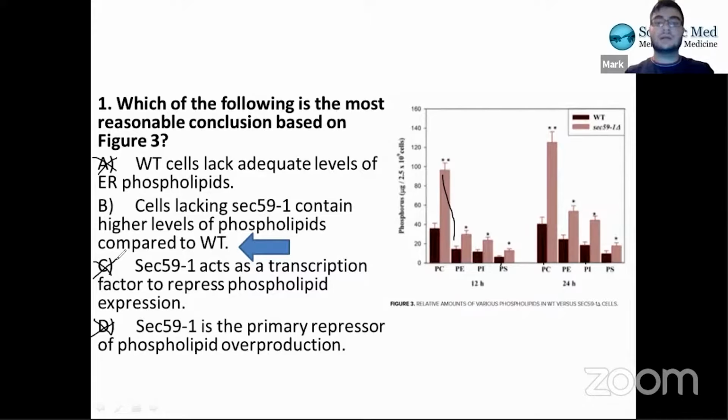Whereas B, cells lacking Sec59-1 contain higher levels of phospholipids compared to wild type. Very simple, very plain, very easy, just super basic, and that's what you get. You don't have to do a lot of thinking. You don't have to make a lot of conclusions or inferences. It's just based on what you see on the graph, and you just report what you see on the graph. In wild type, you have small amounts of phospholipids; you get rid of the Sec59-1, you have a lot of phospholipids, and that goes for all the phospholipids here. Very simple. So you lack 59, you have high levels of phospholipids.